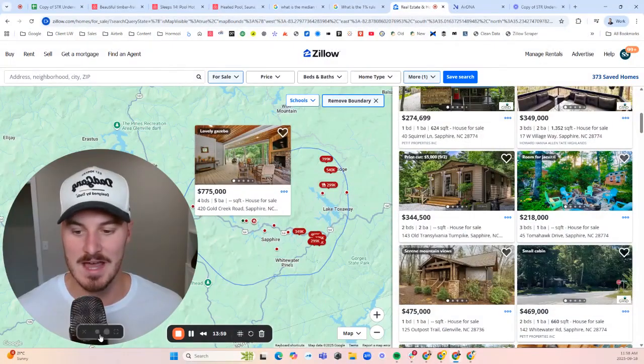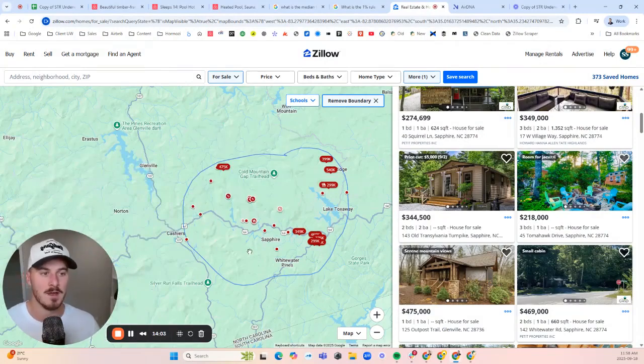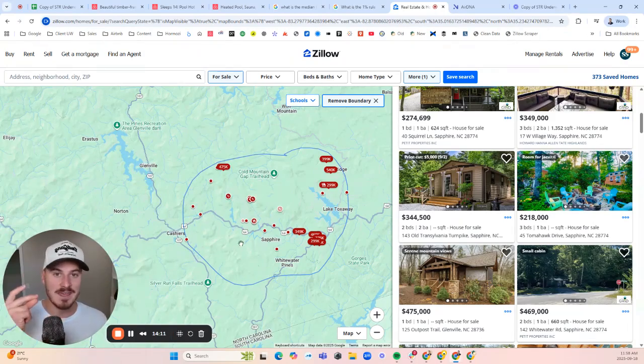I actually did this live with a client yesterday. This was one of their favorite markets to go to as a family. And I'm like, okay, well, I've never looked into the market. Let me look into it live with you, and I'll see if it makes sense or not. And within 2 minutes, I could tell them that this was not going to work out. So this is a little market called Sapphire in North Carolina.